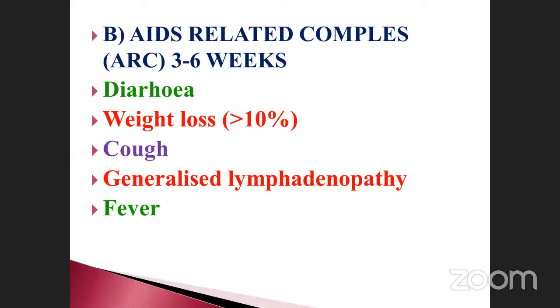And the second category is the AIDS related complex, ARC, 3 to 6 weeks. Diarrhea is possible, weight loss of 10%, cough, generalized lymphadenopathy, and also fever. These are the symptoms of the AIDS related complex.